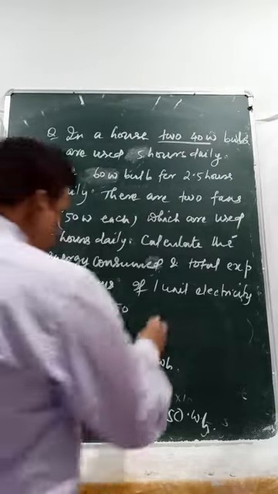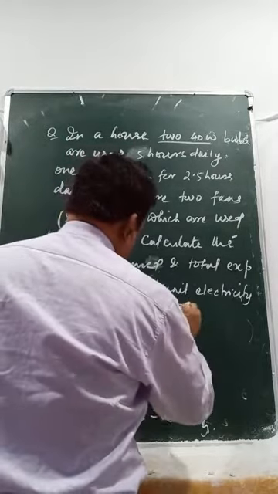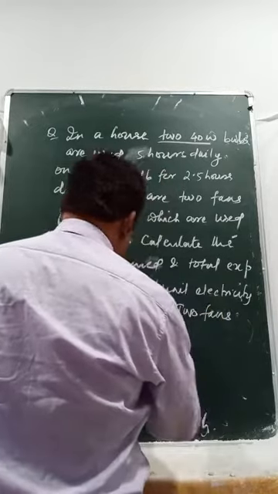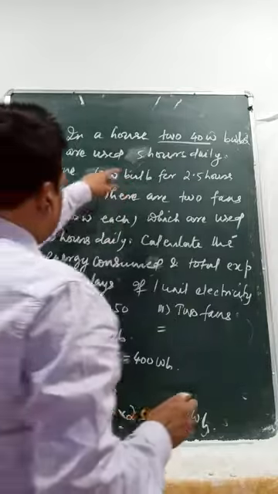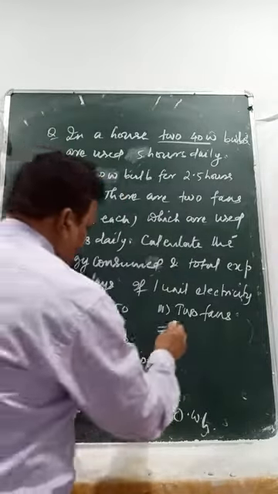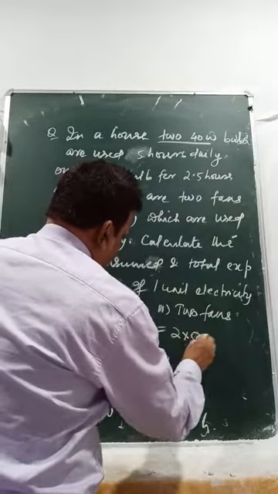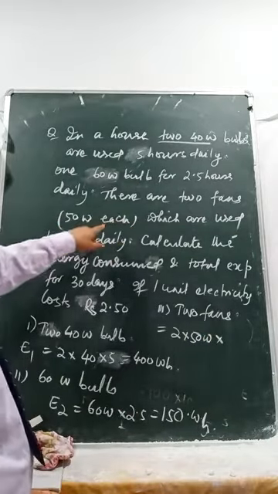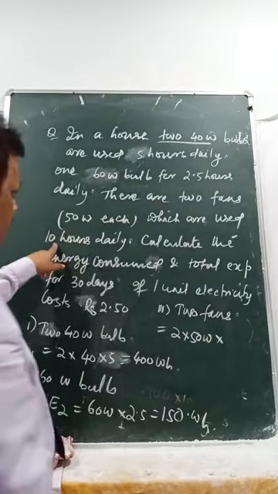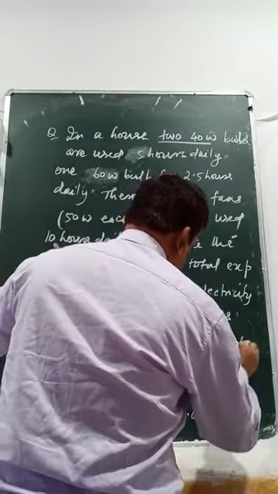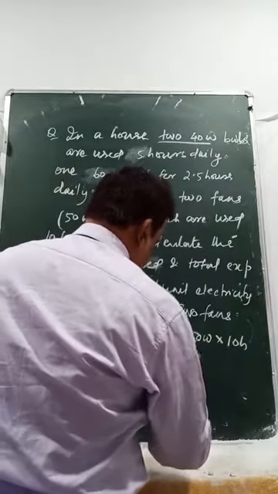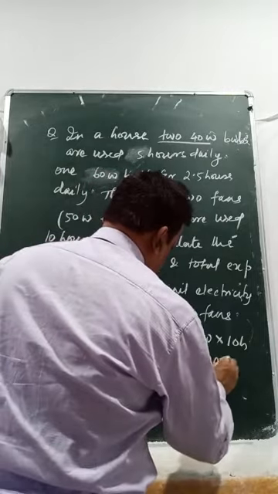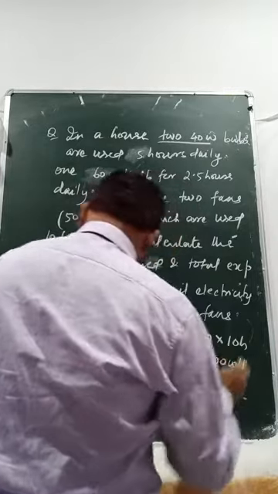Then comes the 2 fans. Third one. 2 fans means how much is that? Each fan is 50 watt. 2 into 50 watt and used for 10 hours daily. So that will be 2 into 50 is 100, 1000 watt hour.